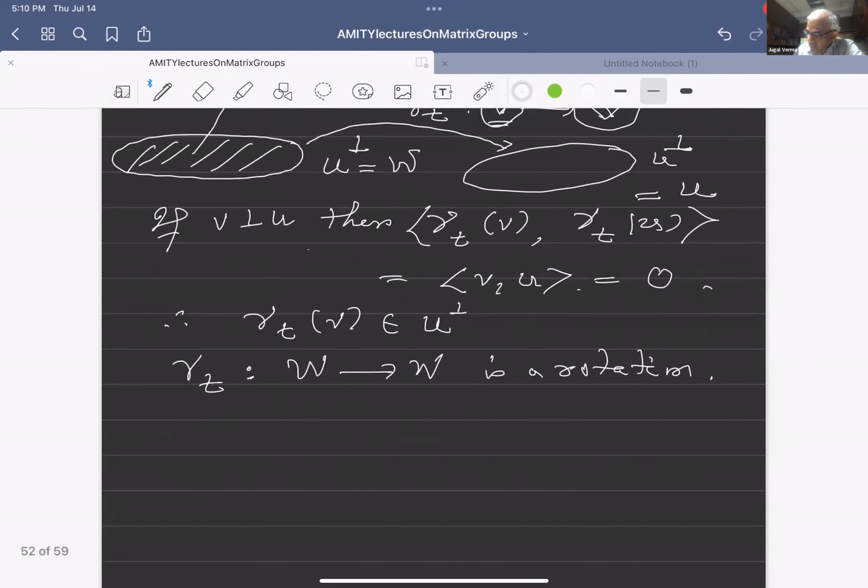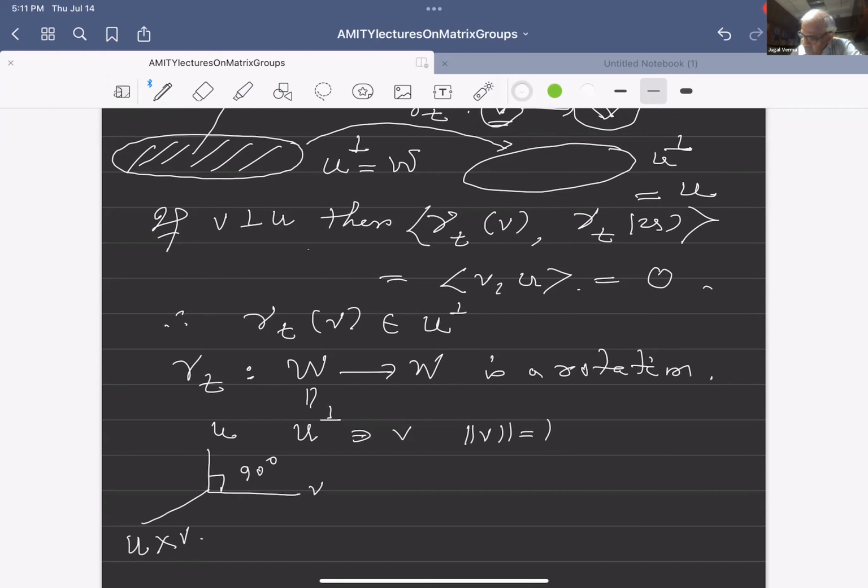All right. So W is the perpendicular space to U. I take a unit vector in this plane. So here is my U and here is V. And then I take U cross V. This is the direction of U cross V. So U cross V, what will be the norm of U cross V?